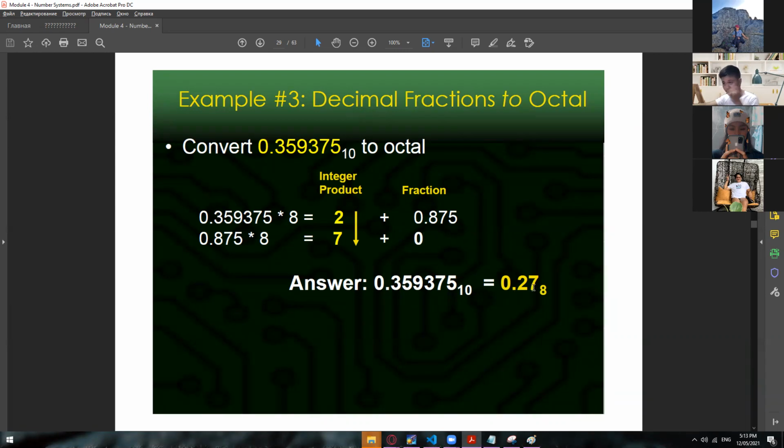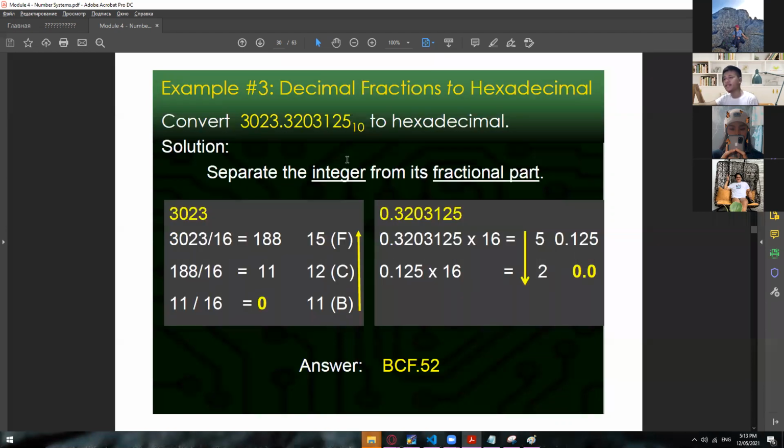Okay. So I guess this one is clear already since it's very straightforward. Let's proceed to the next example, wherein it is a combination of a whole number or integer and then a fractional part. So we have here 3023.32033125 base 10 to hexadecimal. In here it is asking us to convert this one into hexadecimal format.